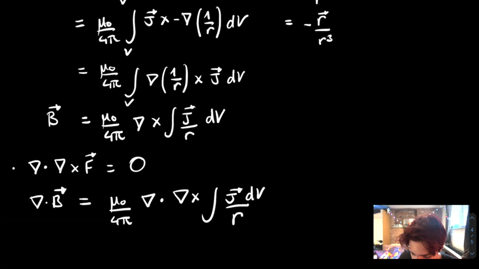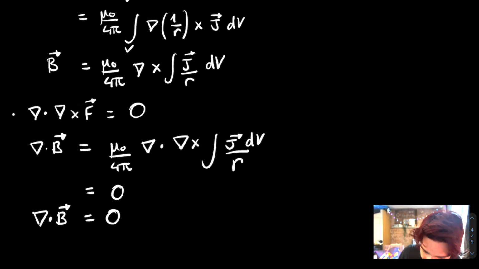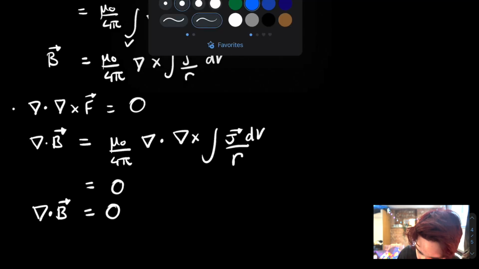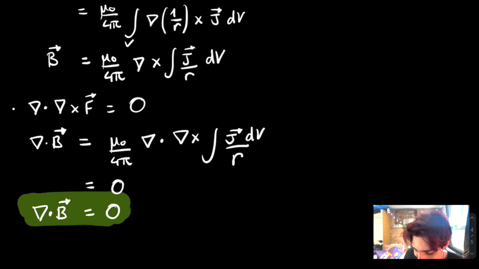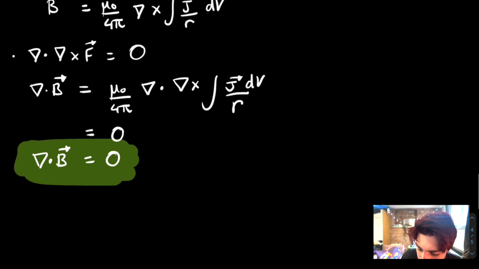But of course, we said that the divergence of the curl is equal to 0 for literally any single vector. This is still a vector right here. So what's going on here? That means that this whole term is going to equal 0 on the right, because that's true of any single vector. So we get the result that the divergence of B is equal to 0. And this is what's known as Maxwell's second law.